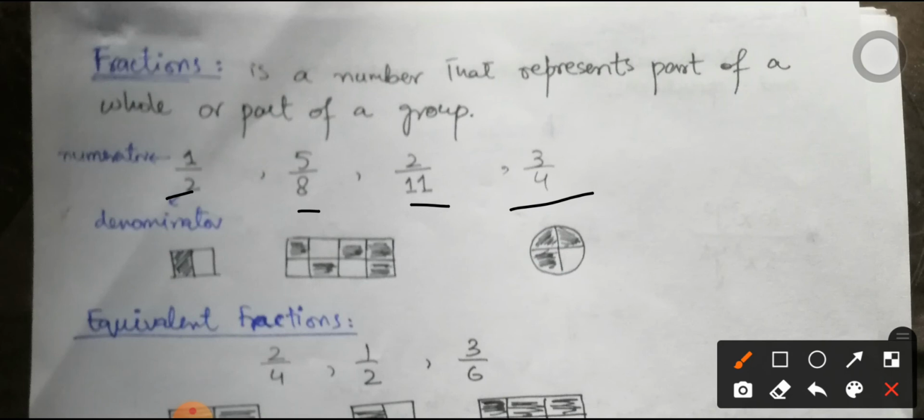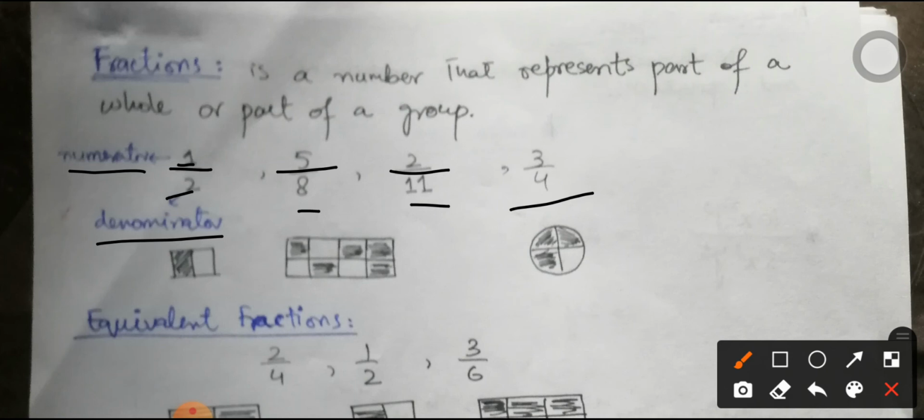You can see that in a fraction we have a term, the bar. This line is named the bar, and the number above this line is named the numerator, and the number below this line is named the denominator. So every fraction has two basic parts, numerator and denominator.